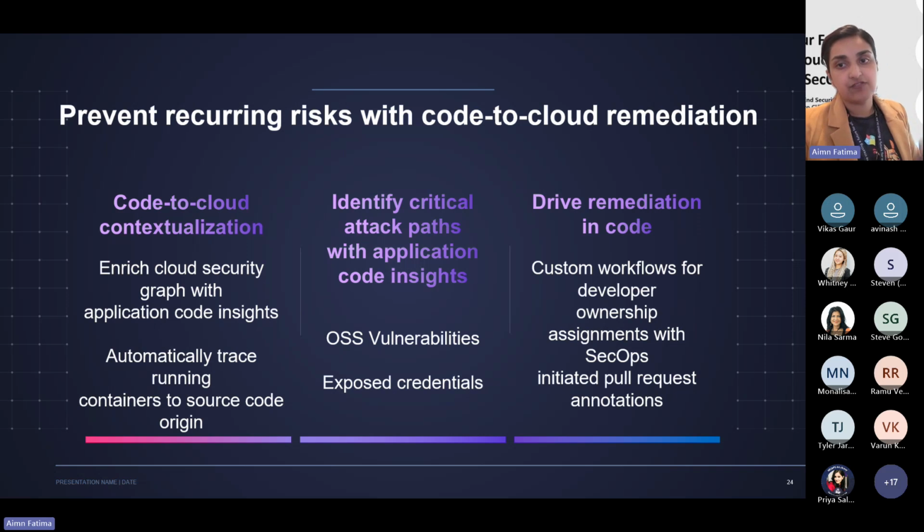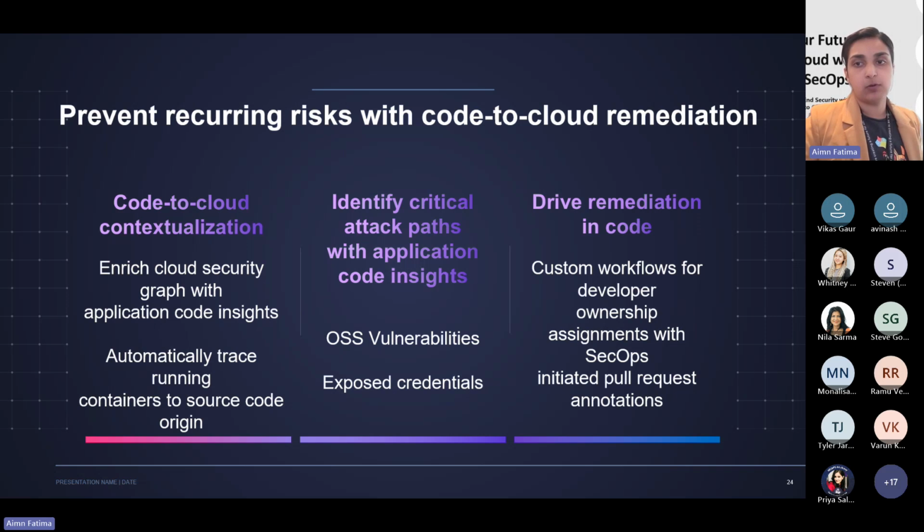And then finally, we drive remediation directly in the code. There are custom workflows that enable developers to take ownership of security issues by assigning responsibilities and streamlining the entire remediation process. So security operations or SecOps, if you have any of those teams, can actually initiate pull request annotations to guide developers on how to fix vulnerabilities in the code, making it a lot easier for your developers and the security teams to close the gaps before your code even reaches the cloud.